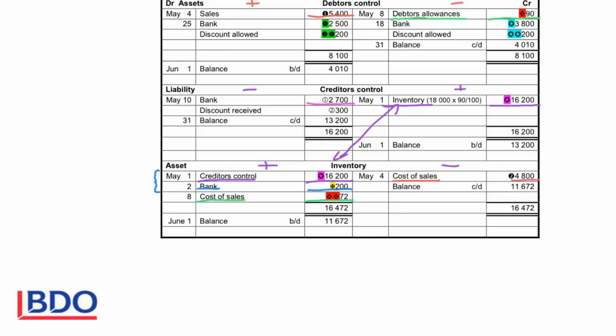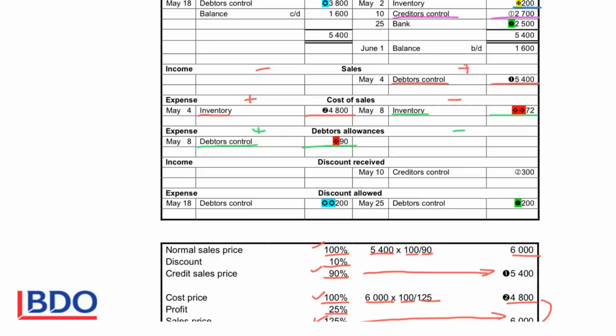The creditors control account will be debited with a 300 Rand because we want to reduce our creditors with the amount that we paid and with the discount because we don't owe 3,000 Rand to the creditors anymore. The discount received account will be credited with a 300. Discount received is an income. Income increases on the credit side and decreases on the debit side.